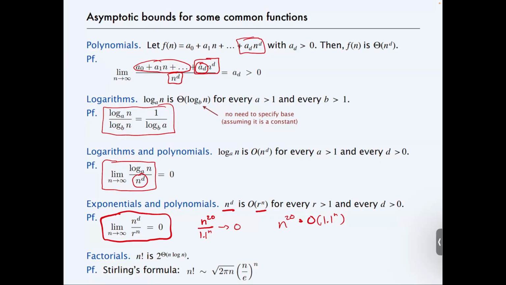A very common thing that we're going to see, especially if we start talking about permutations, is going to be factorial. So n factorial is 2 raised to the theta of n log n. And we will see this one later on in this course.